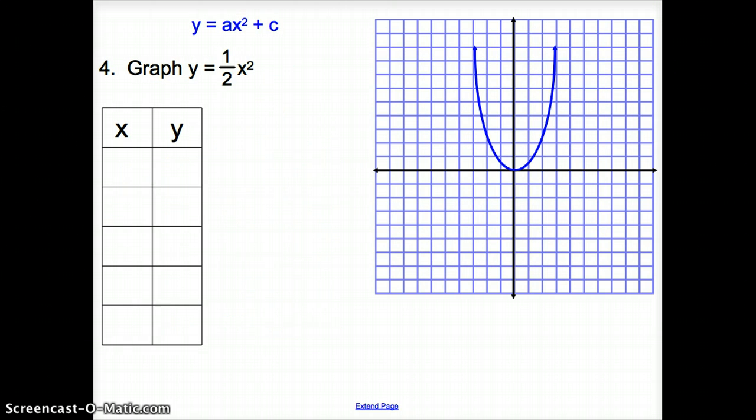Now, again, we are going to move on to y equals 1/2 x squared. I want to point out this 1/2 x squared. Whenever we have something with a fraction, I'm going to use almost the same common multiple that's on the bottom of this fraction. So instead of using negative 2, negative 1, 0, I'm going to use negative 4, negative 2, 0, 2, and 4. Now if you don't notice that right away, that's okay.